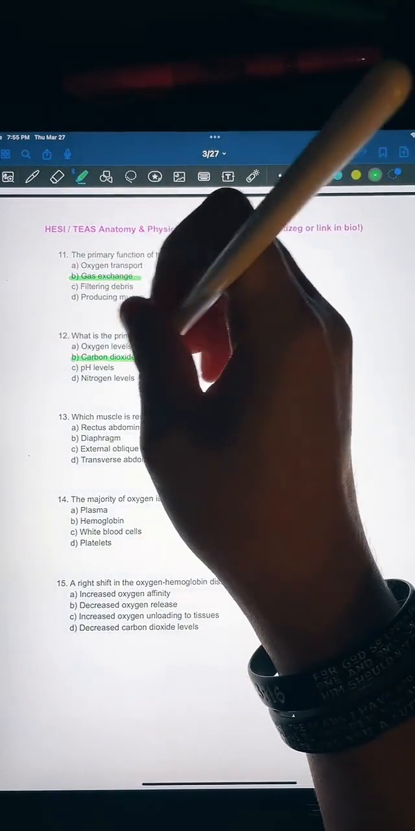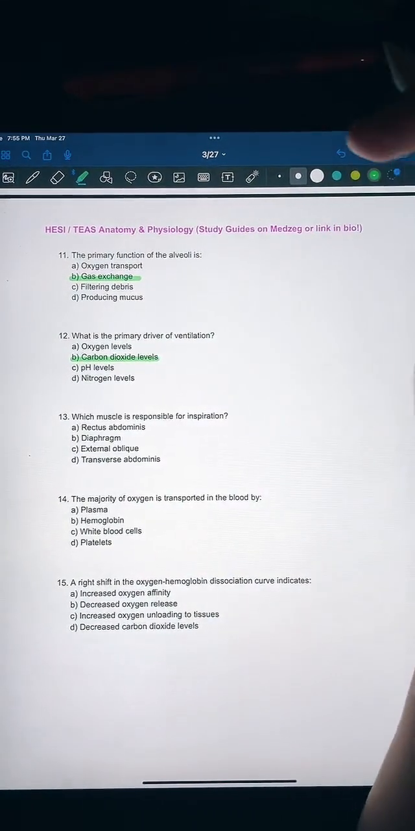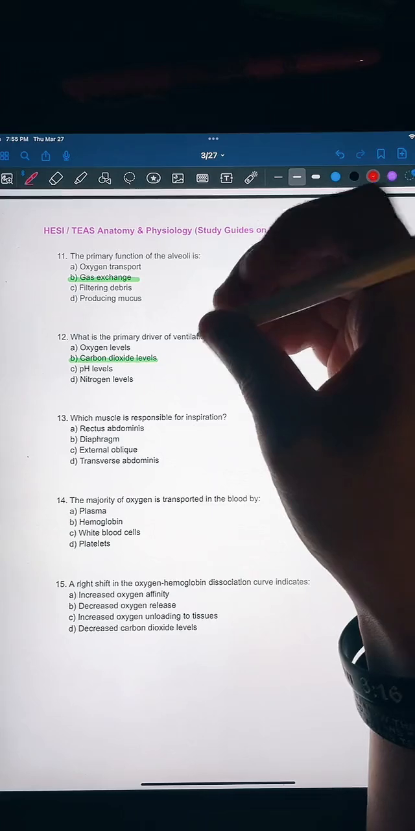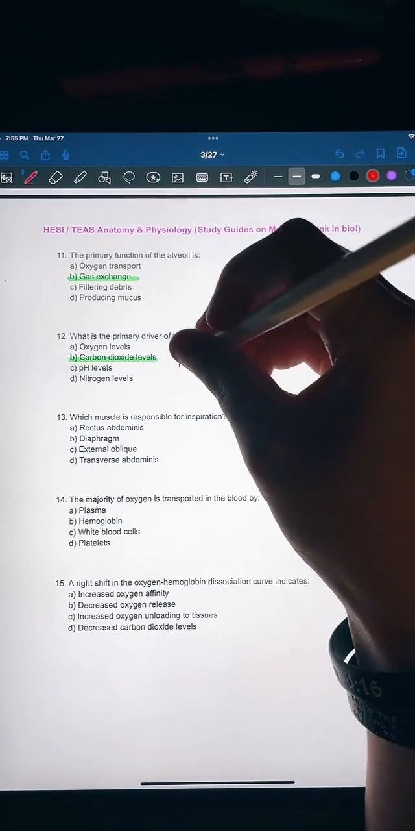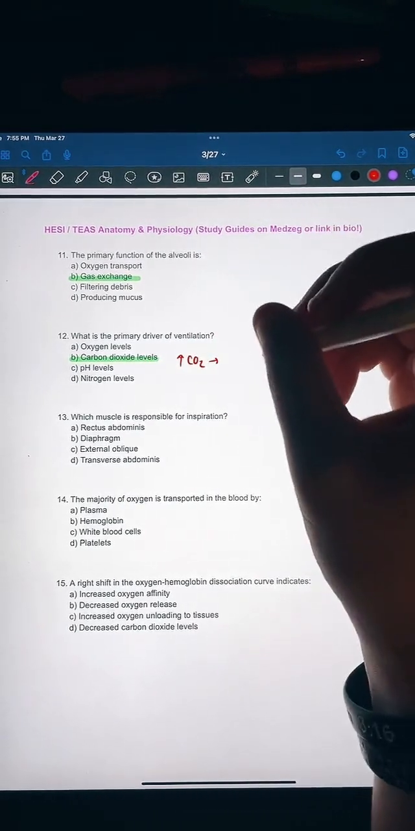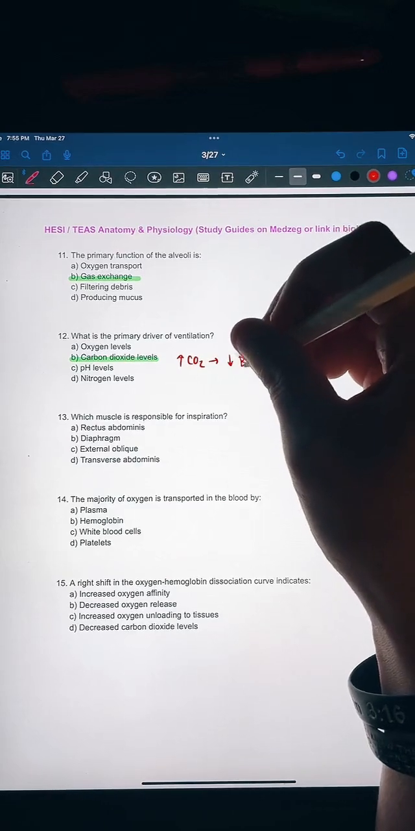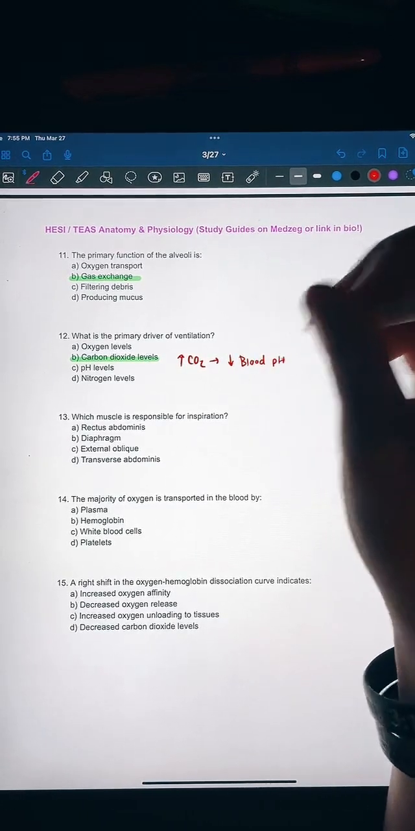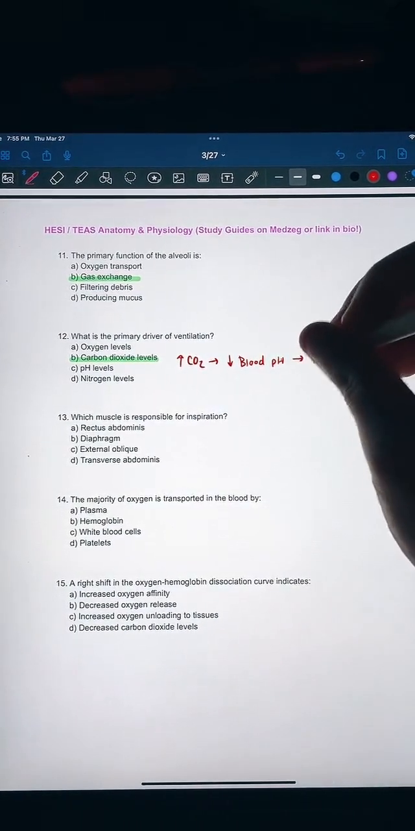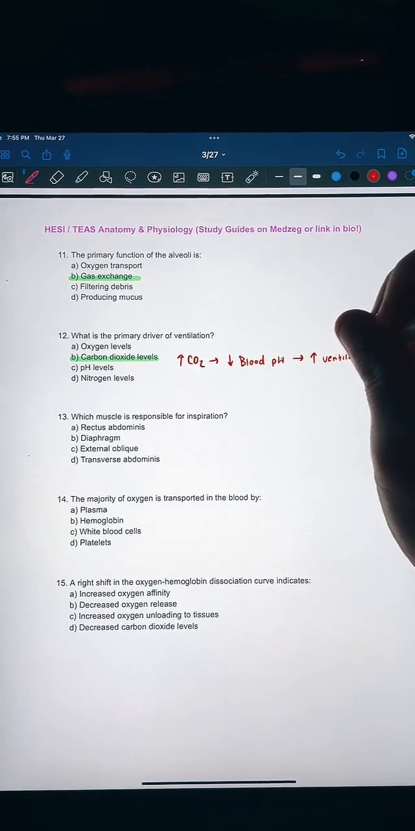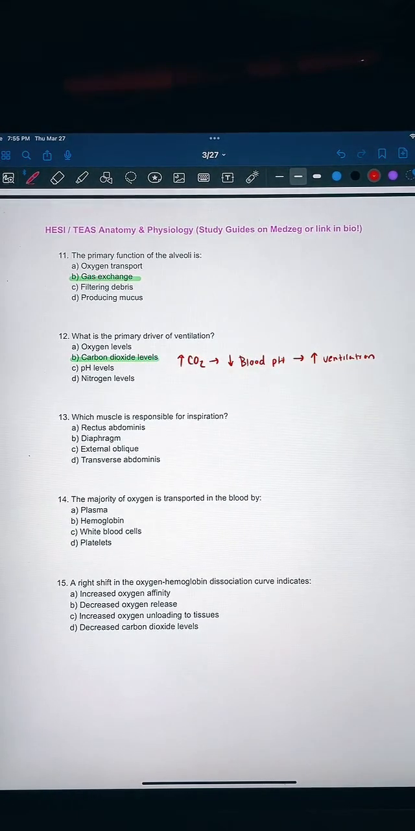The answer here is carbon dioxide levels. The body regulates breathing primarily in response to our CO2 levels, because carbon dioxide is what influences our blood pH. So a high CO2 would cause a lower blood pH, and this would trigger increased ventilation. Vice versa, if we had lower CO2 levels, we would raise our blood pH and then decrease ventilation.